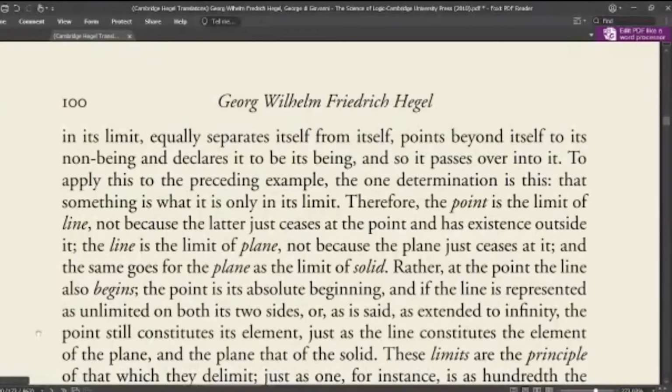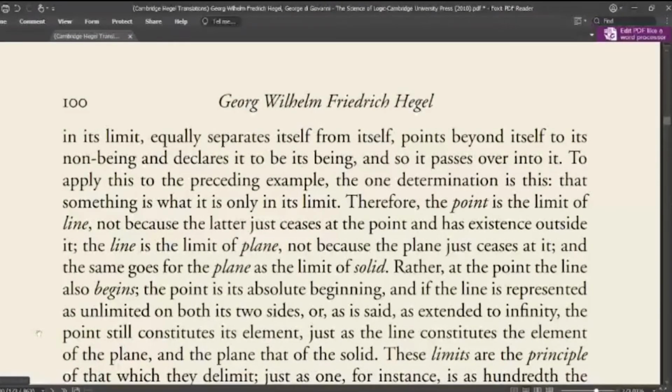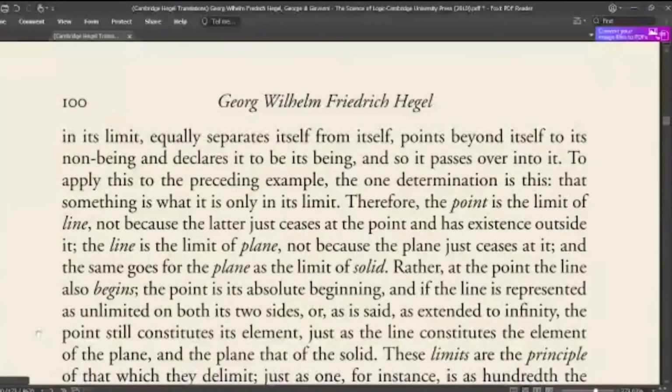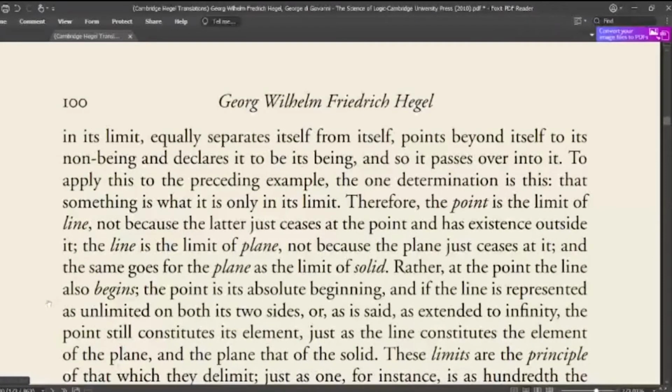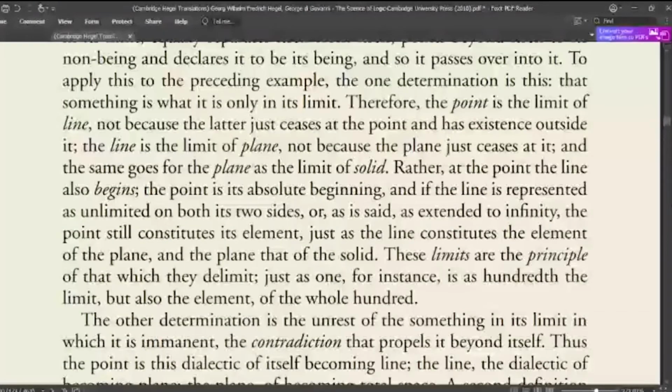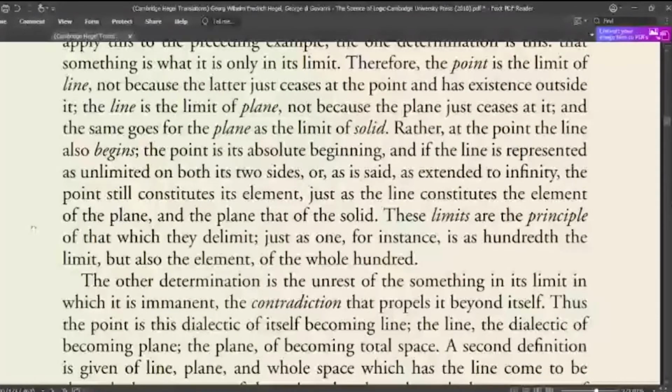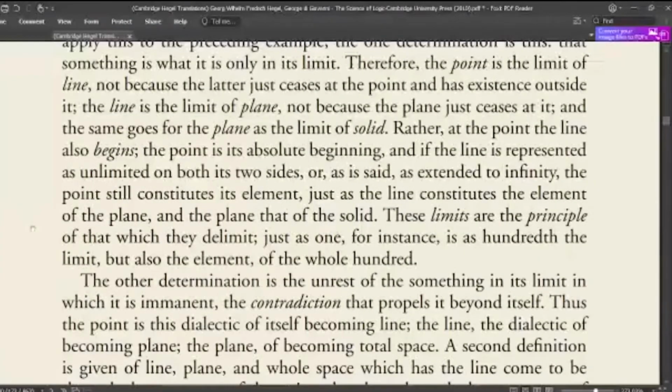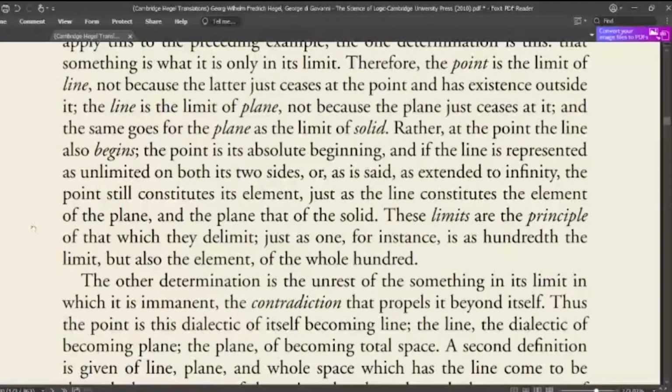The point is its absolute beginning, and if the line is represented as unlimited on both its sides, or as is said, as extended to infinity, the point still constitutes its element, just as the line constitutes the element of the plane and the plane that of the solid. These limits are the principle of that which they delimit, just as one, for instance, is as hundredth the limit, but also the element of the whole hundred.